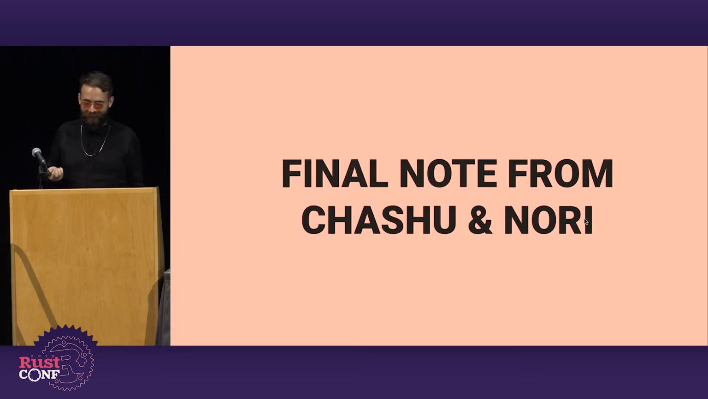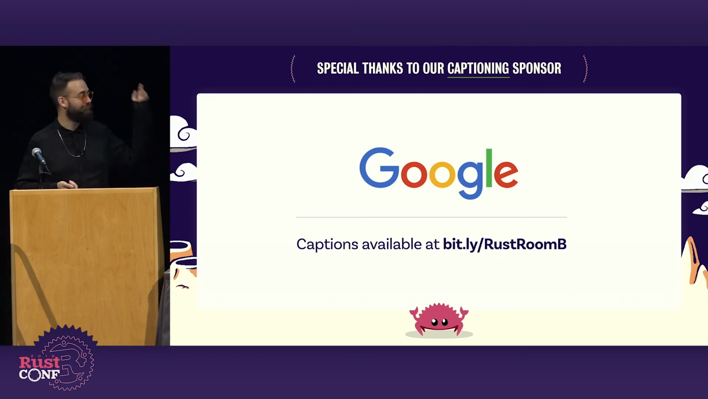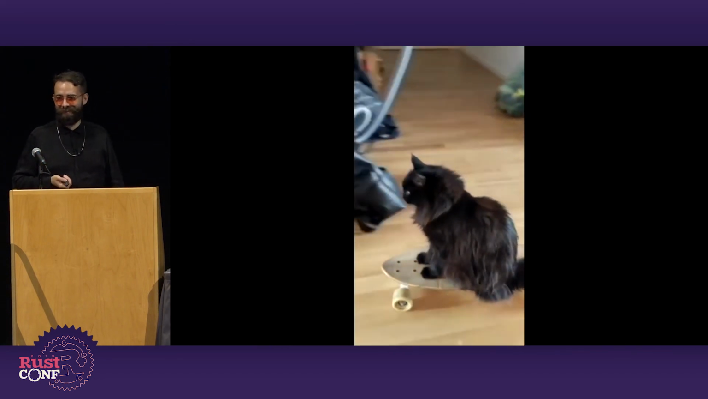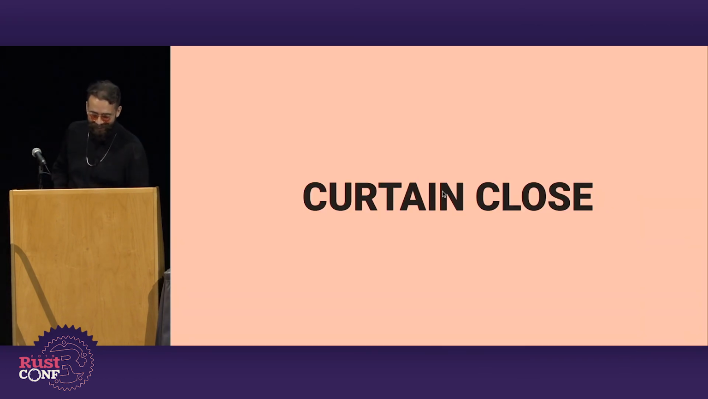Final note from Cheshire and Nori. We said they were the main characters. They kind of took a backseat, sorry, but they're back here. So you know, just gotta have them say hi. This is Cheshire on a skateboard. Yeah, and here's Nori going down the slide. All right.